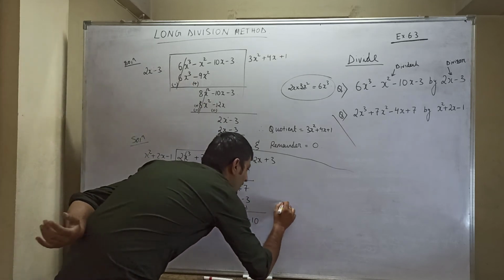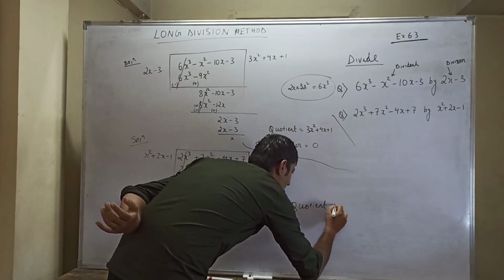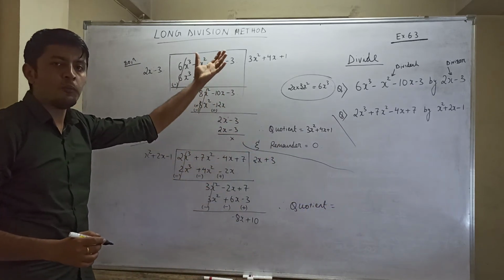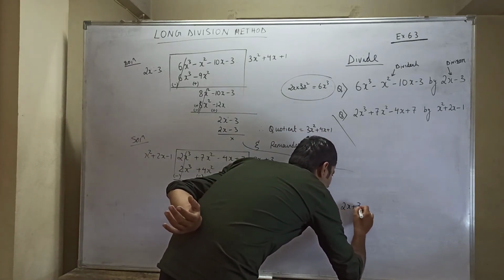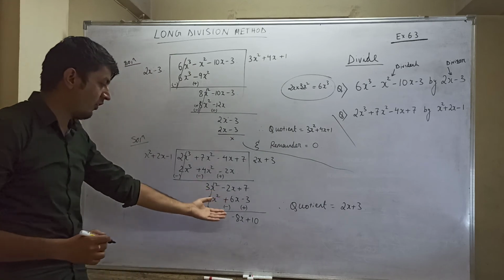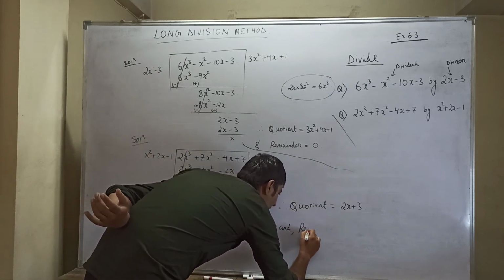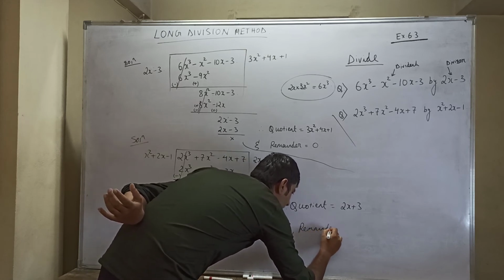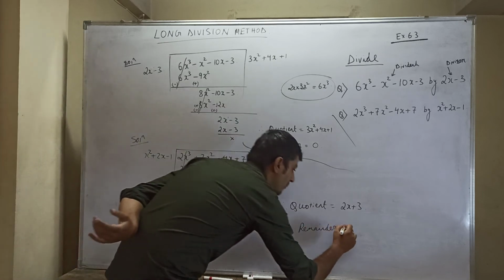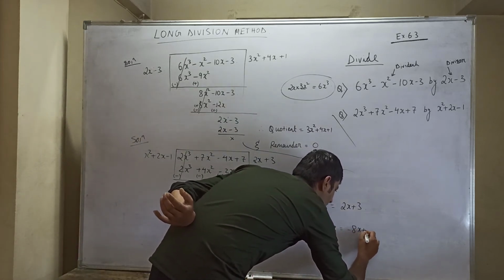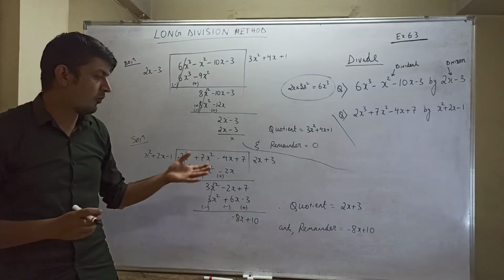Then you write it down. Therefore, what is the quotient? You write down your quotient. Your quotient is 2x plus 3. And what is your remainder? Your remainder is equal to minus 8x plus 10. Minus 8x plus 10. I hope you are okay with this.